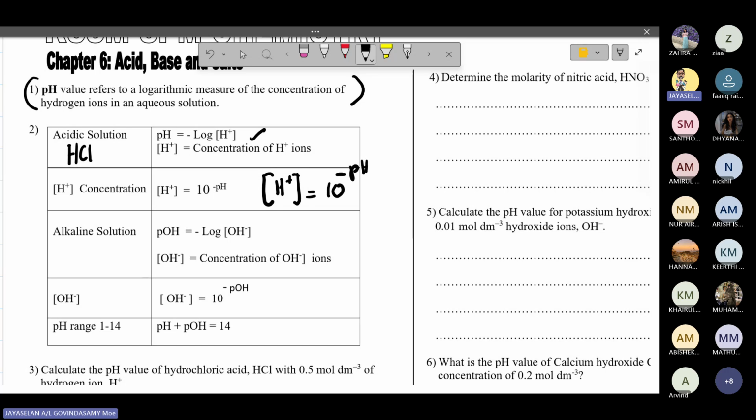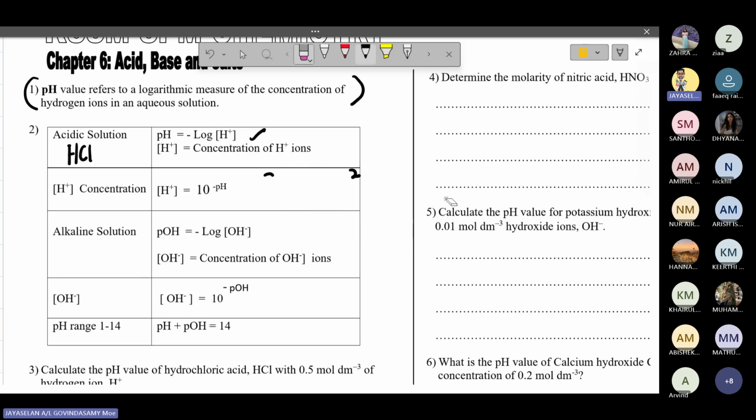Negative, what is the pH value? Katakan pH value 2, okay, kamu letak negative 2. So you will get 0.01 mole DM negative 3. Contohlah. Okay, macam tu je. Okay, very easy.